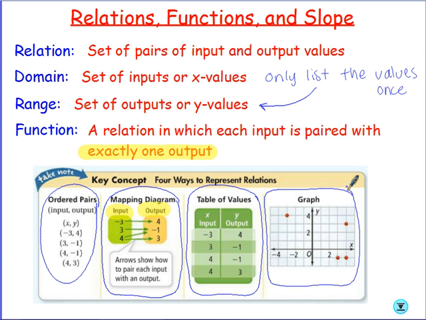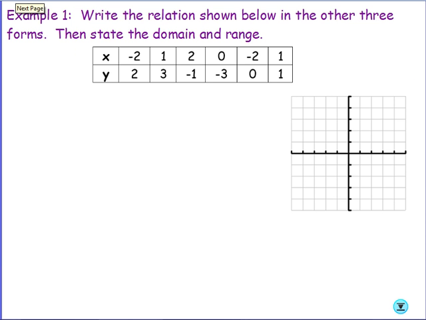So what we are going to look at next is an example of practicing all of these forms. So this is example 1. I have given you here a relation. I am asking you to write the relation shown below in the other 3 forms. Then state the domain and range. So this form is obviously a table.